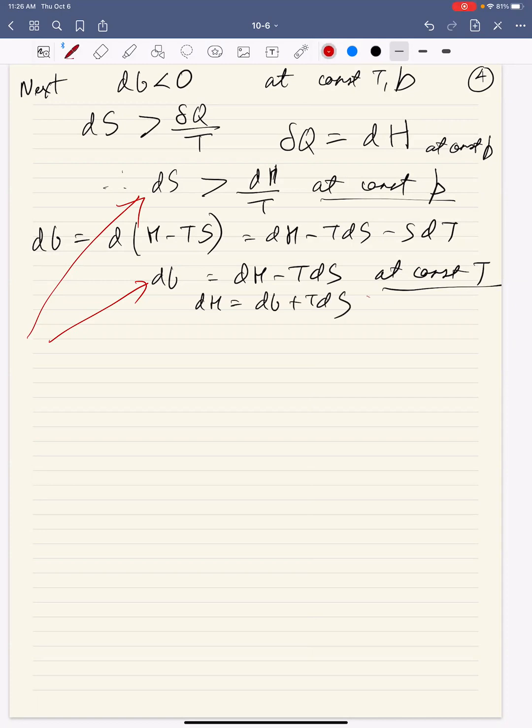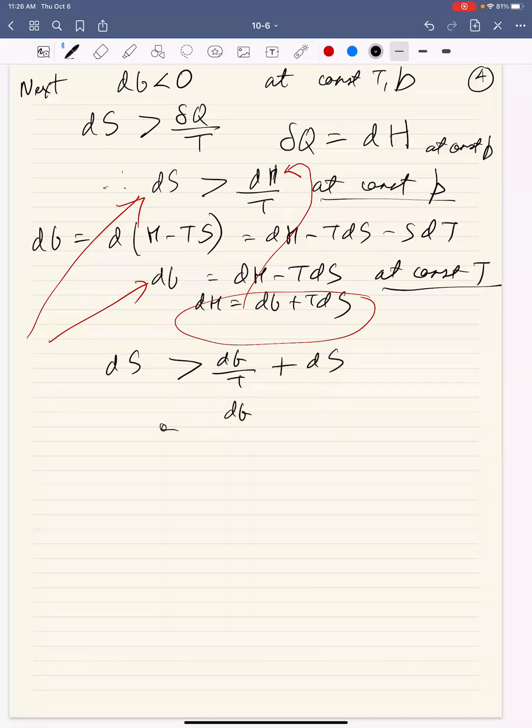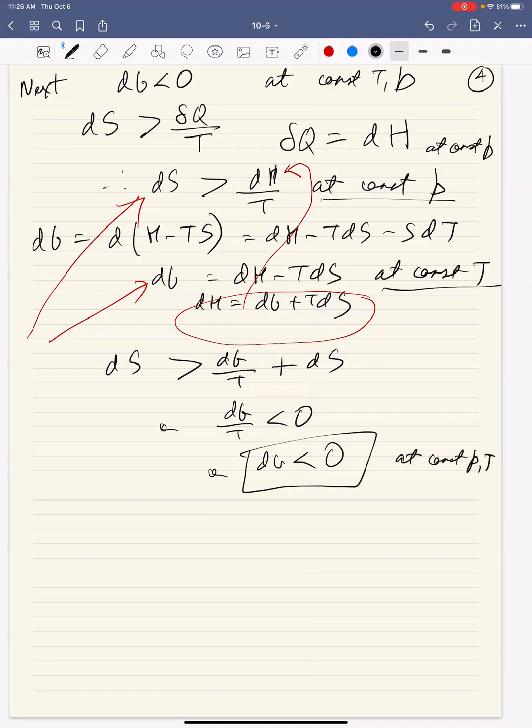So put this dH over here. What do we get? We get dS more than or equal to dG by T plus dS, or dG by T is less than or equal to 0, or dG is negative, because in thermodynamics, in the infinite system size limit, we know temperature is always positive, right? That was our monotonicity condition at constant pressure and temperature. Could there be other state functions that have the same property?